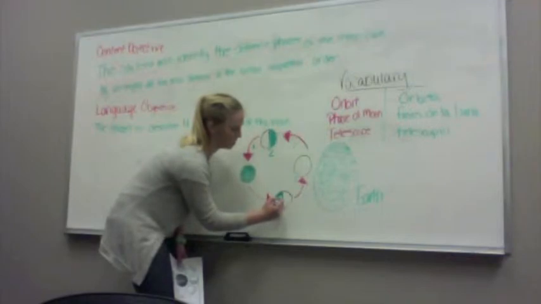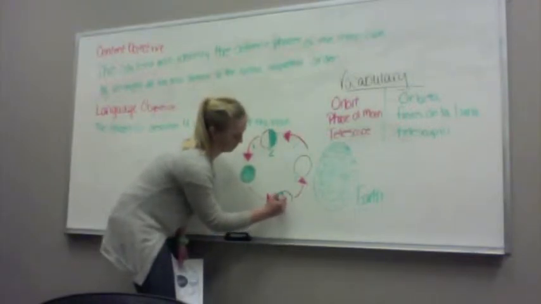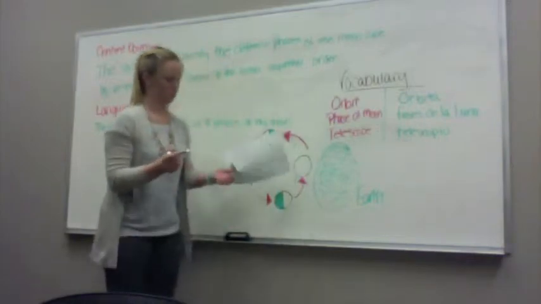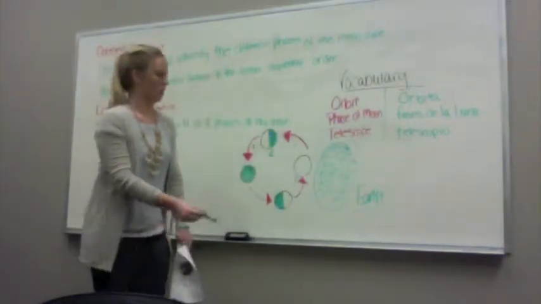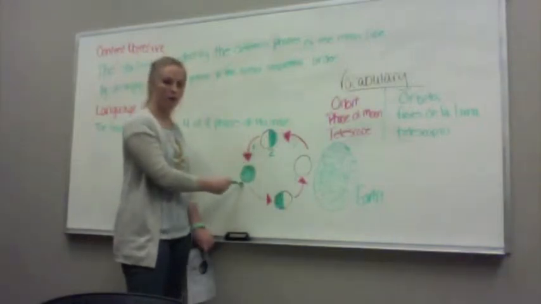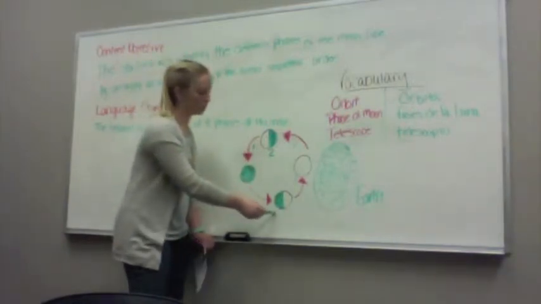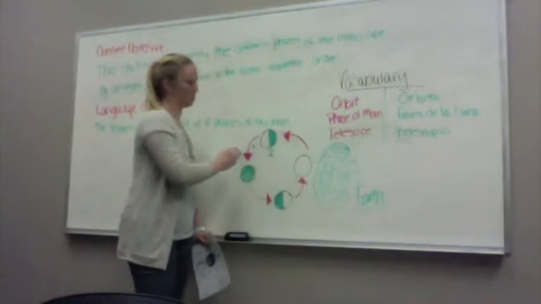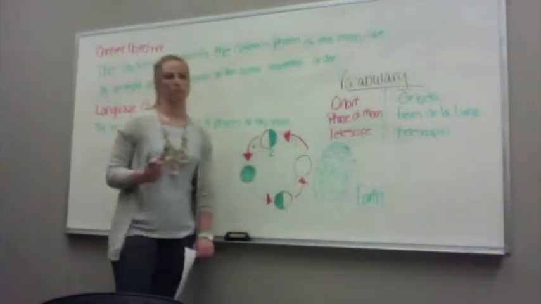So there's just half of it that you can see. So it goes new moon, first quarter, full moon, and third quarter. And then the cycle starts all over again.